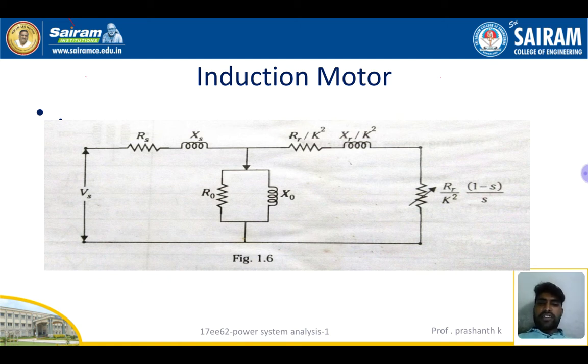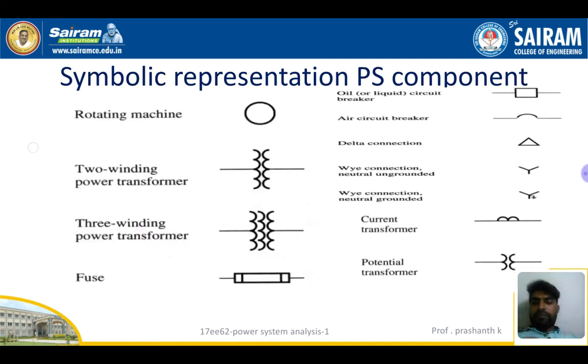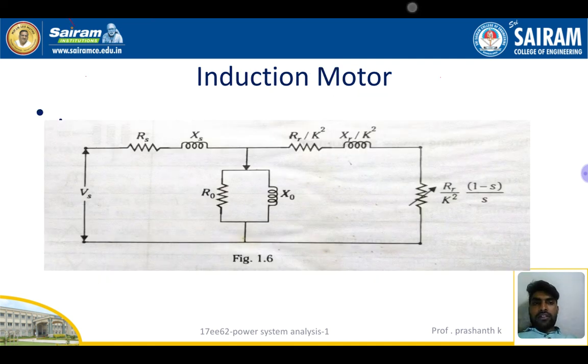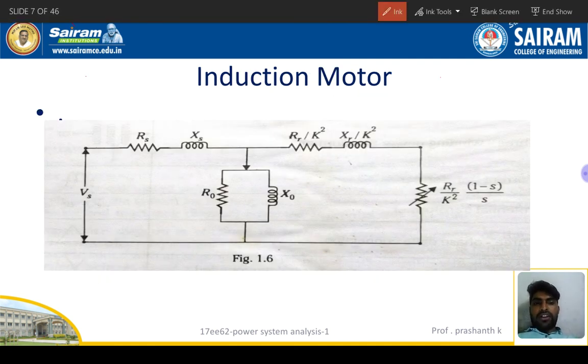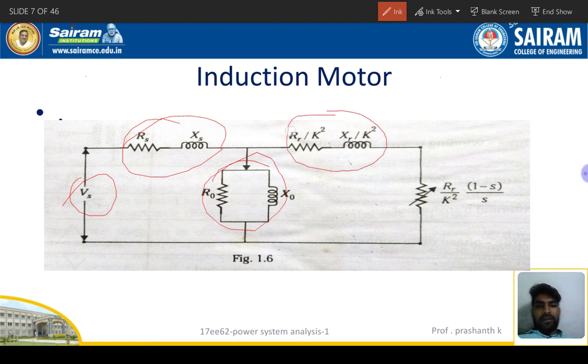So here is the internal circuit diagram of the induction motor. This is the supply voltage Vs, and this is the stator impedance. Rs is the stator resistance, Xs is the stator reactance. This is the magnetizing component, the reactive component, and this one is the rotor resistance and rotor reactance. This one is the slip, right?